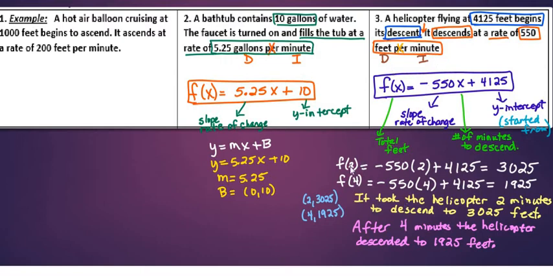I would say, for this one, it took the helicopter 2 minutes to descend to 3,025 feet. After 4 minutes, the helicopter descended to 1,925. So now I've written down what this ordered pair means in context to this situation. You will need to be able to do that.